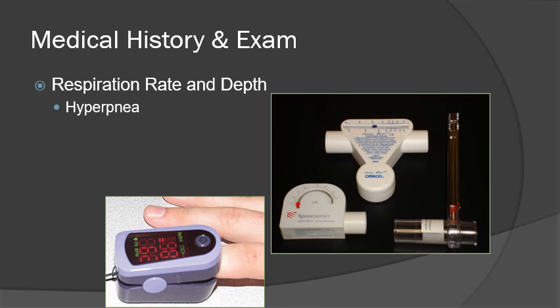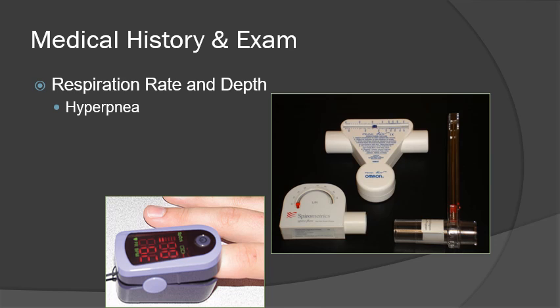Okay, looking at the medical history and exam, your respiration rate and depth. Normal breathing in adults is about 12 to 20 breaths per minute. Again, it should be shallow, effortless, regular. In adolescents, it's going to be a little bit higher, upwards of 30 breaths per minute. You also want to note the length of inspiration and expiration, which should be about equal. Any increase in rate or depth of ventilation is called hyperpnea.